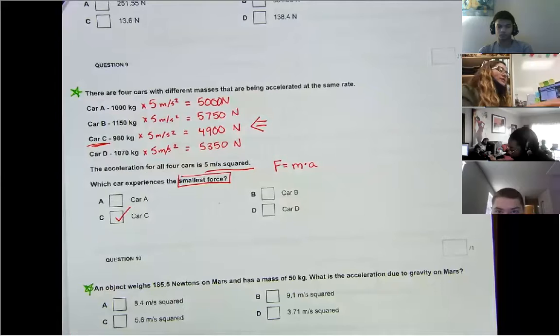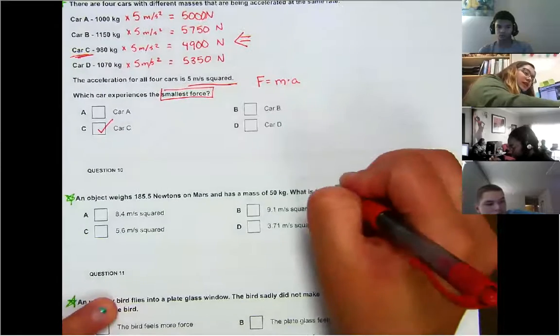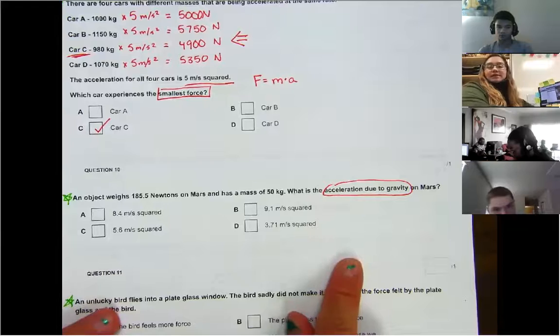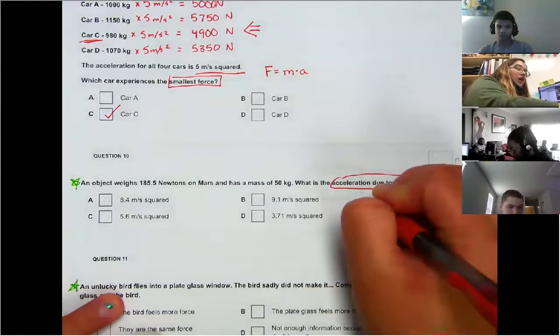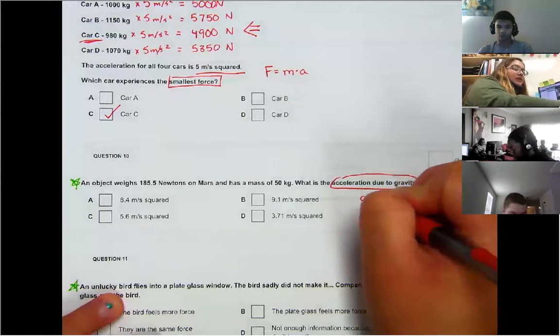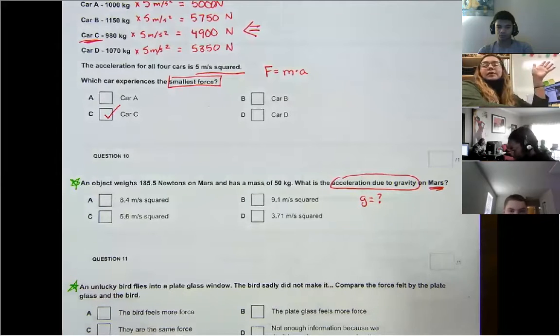All right, the next one that was most missed: an object weighs 185.5 newtons on Mars and has a mass of 50 kilograms. What is the acceleration due to gravity on Mars? So the key words here are acceleration due to gravity. Anytime you see that, all it means is gravity. We're looking for gravity on Mars. It's not on Earth, so it's not 9.8 like we always say. It's a different planet. It has a different gravity.